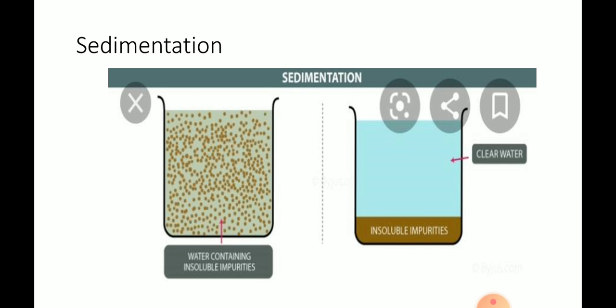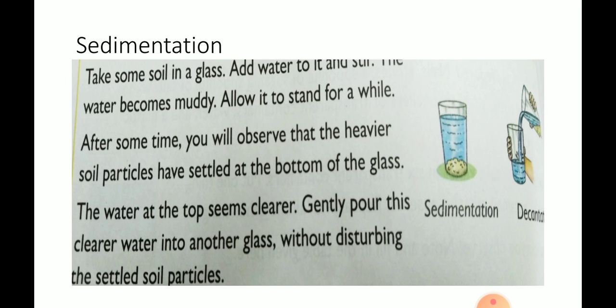So we can understand this through a simple activity. Take some soil in a glass, add water to it and stir well. The water becomes muddy and allow it to stand for a while. So after some time we can see that the heavier soil particles have settled at the bottom of the glass. The water at the top seems clearer. So this process is known as sedimentation.